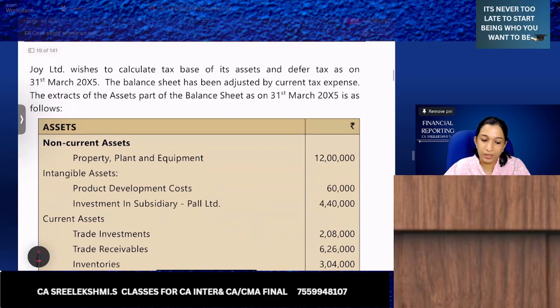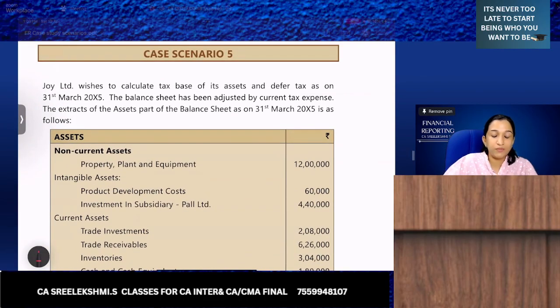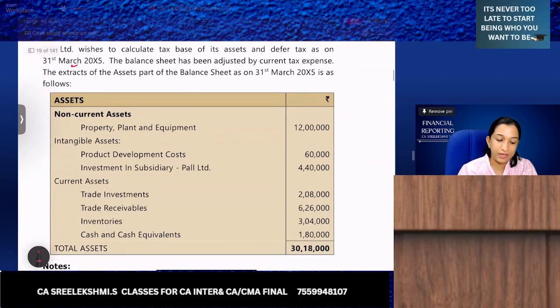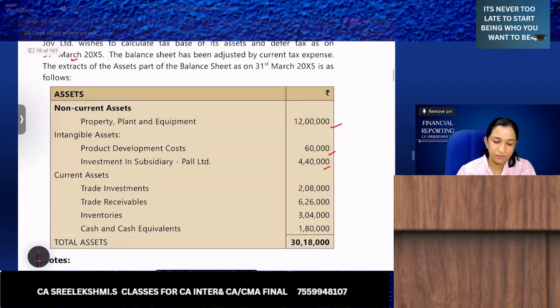Now, case scenario number 5. Joy Limited wishes to calculate the tax base of its assets and deferred tax as on 31st March 25. The balance sheet has been adjusted by current tax expense. Extracts of the assets part of the balance sheet are as follows: PPE 12 lakhs, intangible assets, product development cost 60,000, investment in subsidiary 4 lakh 40, trade receivables, investments, inventories, cash.